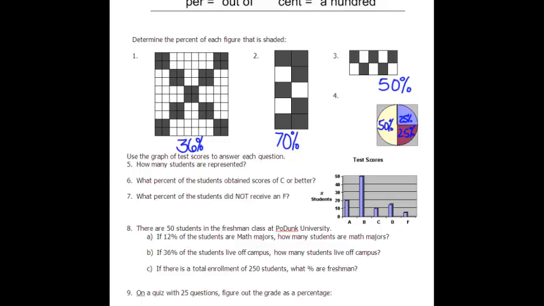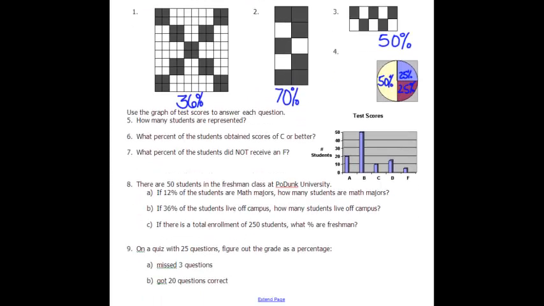Let's take a look at how we can answer some questions related to percents. Use the graph of test scores to answer each question. The number of students is on the vertical axis, and the grades are on the horizontal axis. How many students are represented? So in this case, reading the graph, you would have to add all of those up. I see that there are 100 students represented.